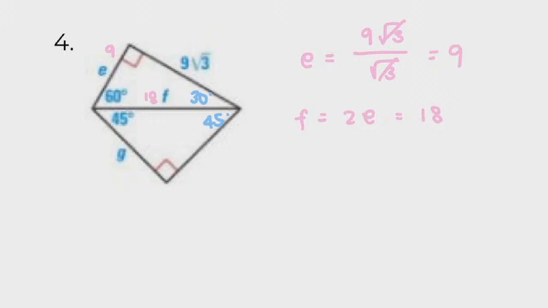And then for G, that means we have to divide the hypotenuse, which is 18, by rad 2. So 18 over rad 2 would be G. Okay, that's it.